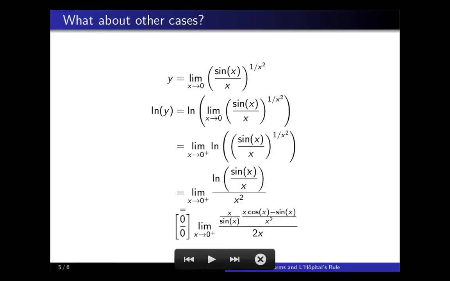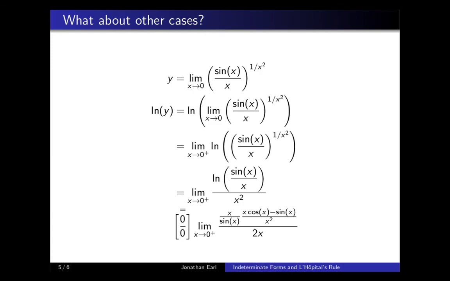So here we have the limit inside is going towards 1, so that would mean we would have natural logarithm of 1, which is 0. Our denominator's going towards 0 as well, so we have something that is 0 over 0 form. So we go ahead and take our derivative of the numerator. We get x over sine of x times the derivative of the inside part, which is x cosine of x minus sine of x, all divided by x squared, and then the entire thing is divided by 2x.